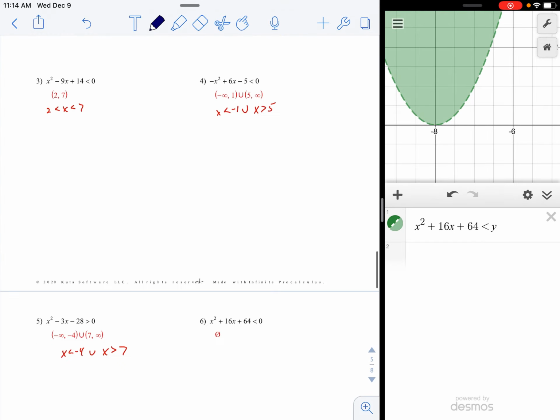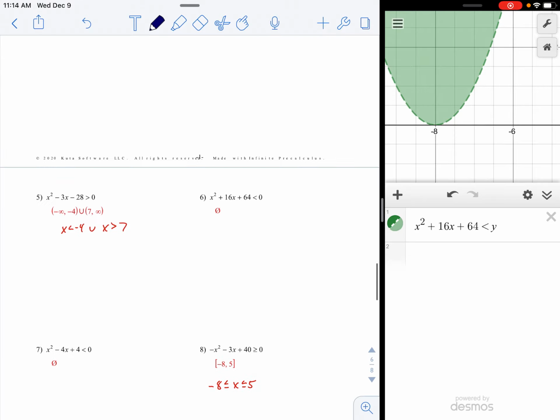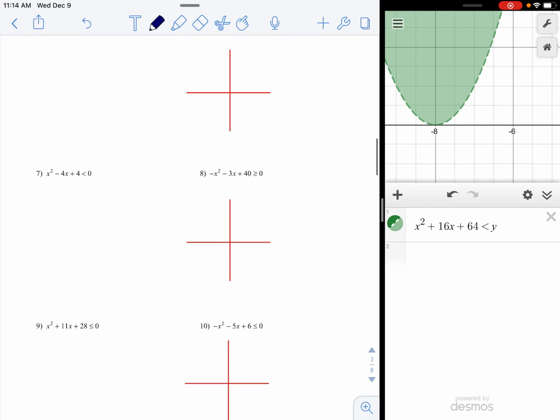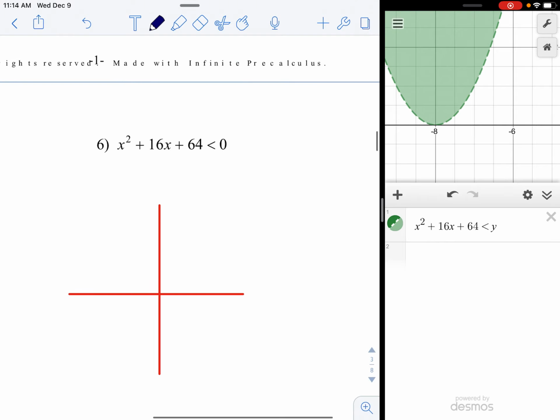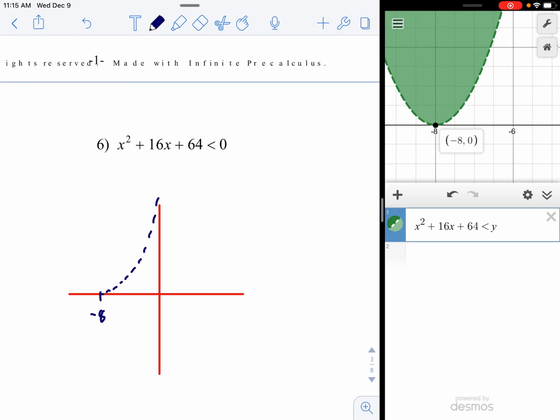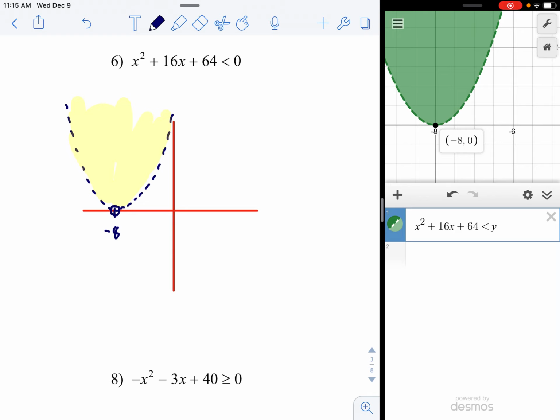I got to check the answer on number 6. I think this is a special problem. Oh yeah, sure is. So look, my vertex is right there on the x-axis at -8. But it's a dotted line, which means that it actually doesn't touch the x-axis. It never actually touches the x-axis, and it's shaded up here. So the question is, where is the x-axis shaded? The answer is, it's not shaded anywhere. If it's not shaded anywhere, there is no solution.